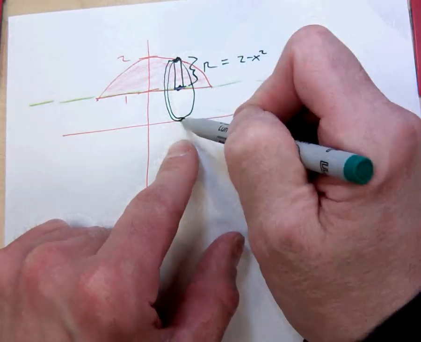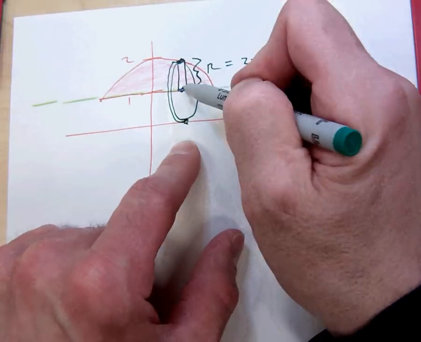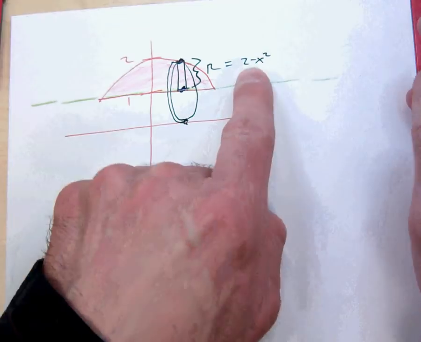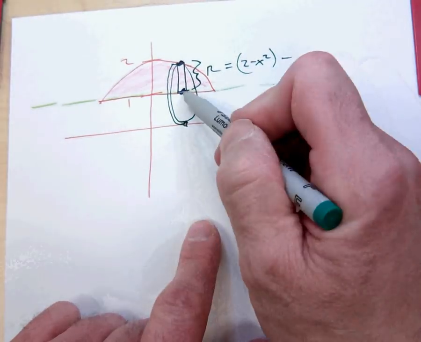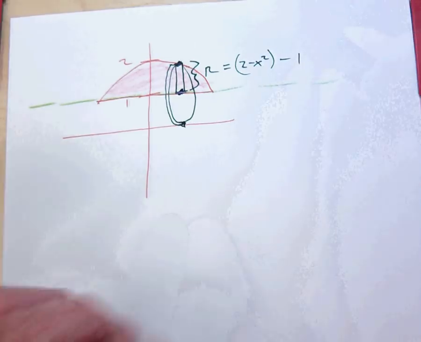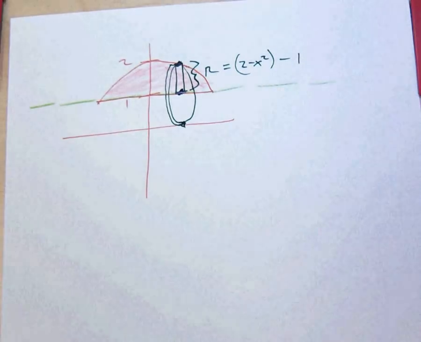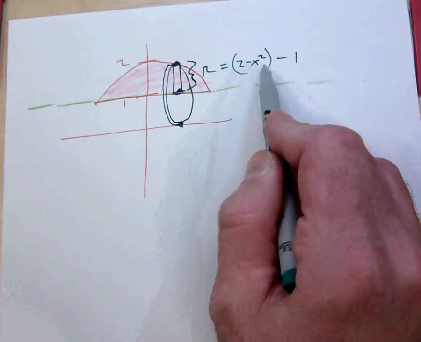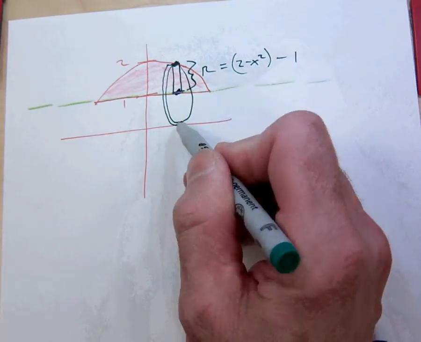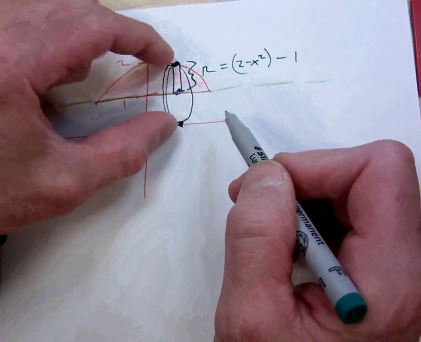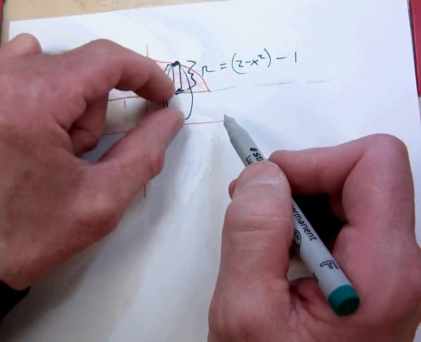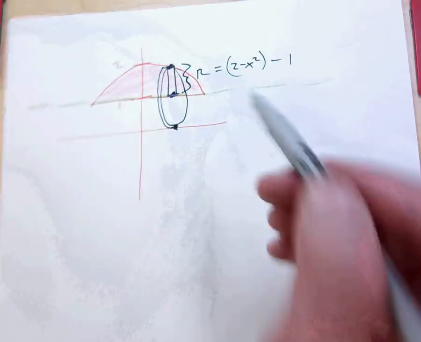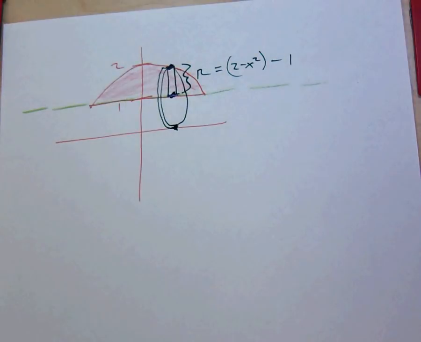But that's not what we want. We want the distance from here to here. So what is it? It's that distance minus this gap in here, which is 1 unit. See what I did there? Again, the 2 minus x squared gives you the distance from here to here. I don't want that whole distance. I want just the distance from here to here. So you're going to have to take that whole distance and subtract this gap, which is always 1. Is that clear? And that's going to give me a formula.